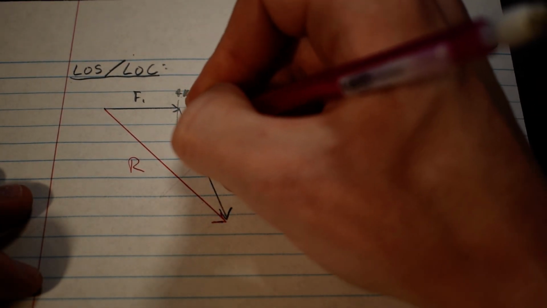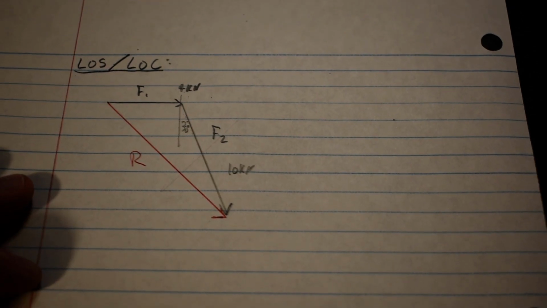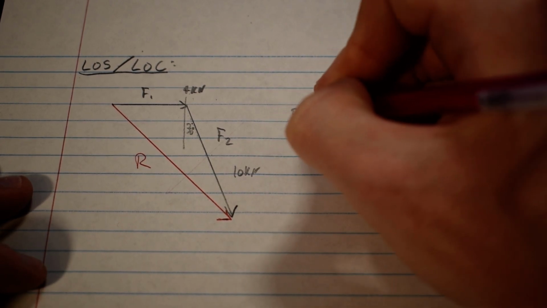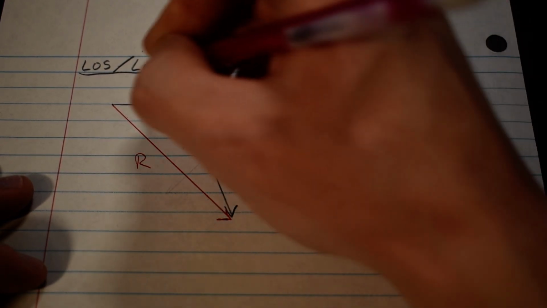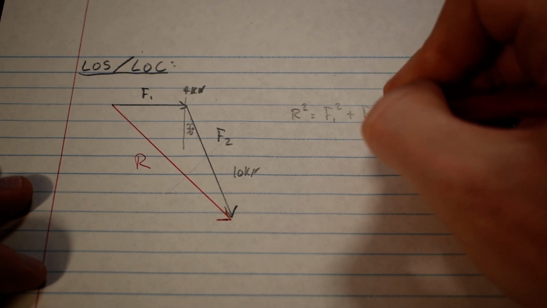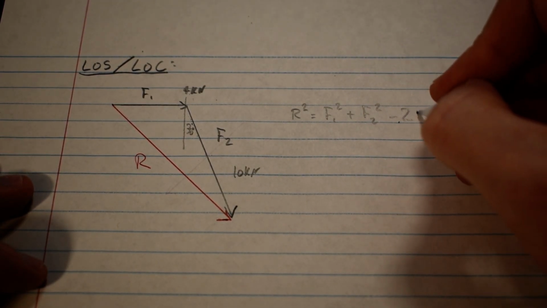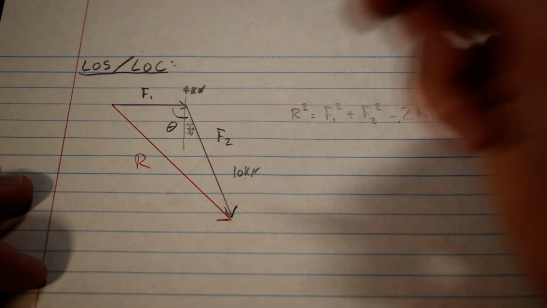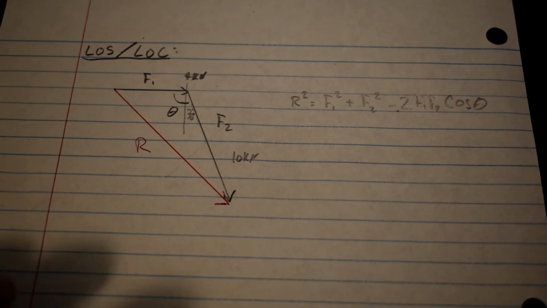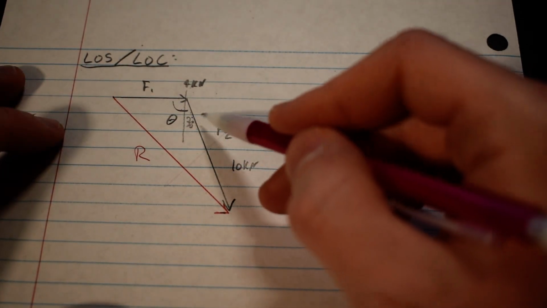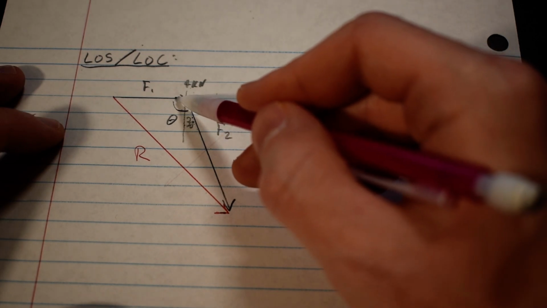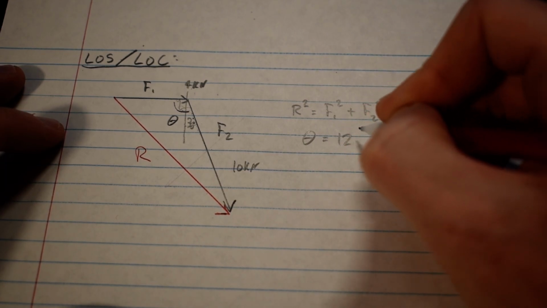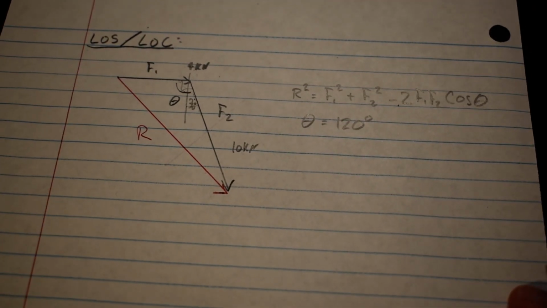And again, we know that this is 30 degrees from the vertical. So the law of cosines says that R squared is equal to F1 squared plus F2 squared minus 2 F1 F2 cosine of this angle, and we'll just call this angle theta. To find that angle theta, we know that F2 is 30 degrees from the vertical, and this is a right angle because this force is horizontal. So we can say theta is equal to 120 degrees because it's 90 plus 30 degrees.